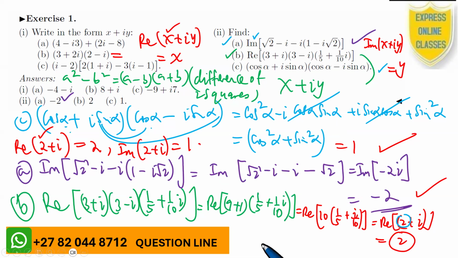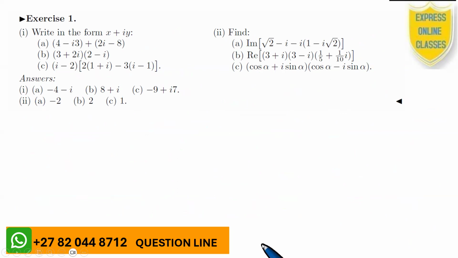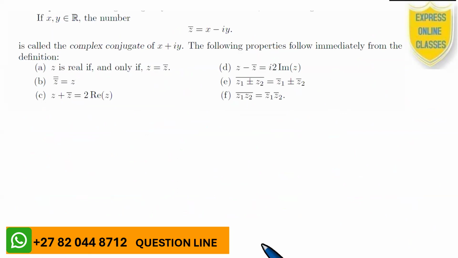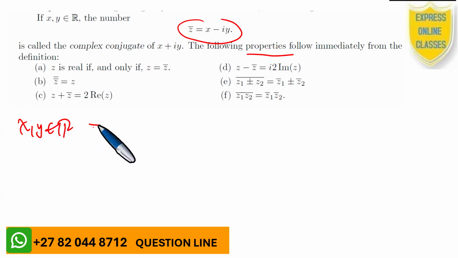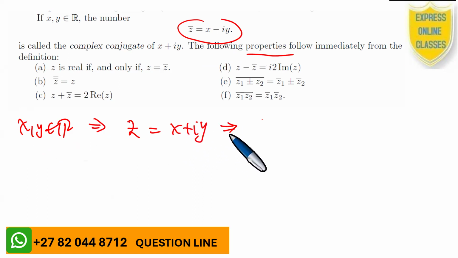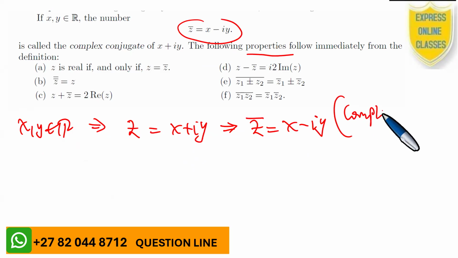Let us look at some more exercises. Now we want to discuss the properties. The following properties follow immediately from the definition. If x and y are real numbers, the implication is therefore that z, which equals x plus iy, we can define z bar, which is x minus iy, and this is called the complex conjugate.